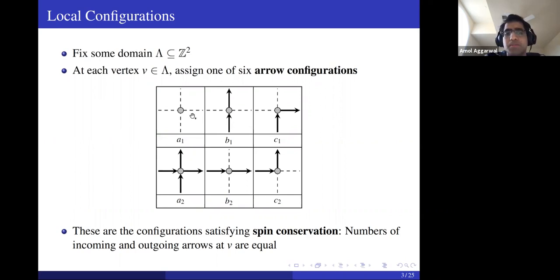So as you can see in the first, this A1 vertex, no arrows enter and no arrows exit. In the A2 vertex, 2 arrows enter and 2 arrows exit. And in the remaining 4 of them, 1 arrow enters and 1 arrow exits. So this notion that the same number of arrows must enter as exit is known as spin conservation, and it simply states the numbers of incoming and outgoing arrows are equal.